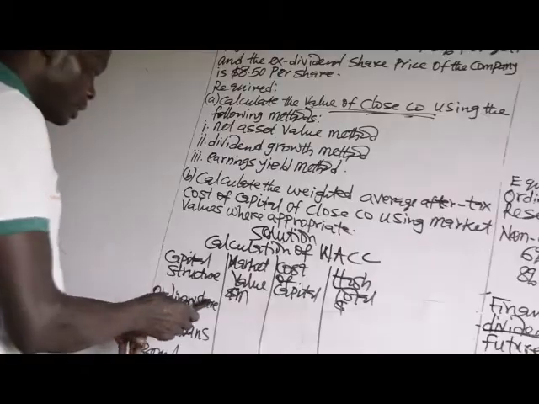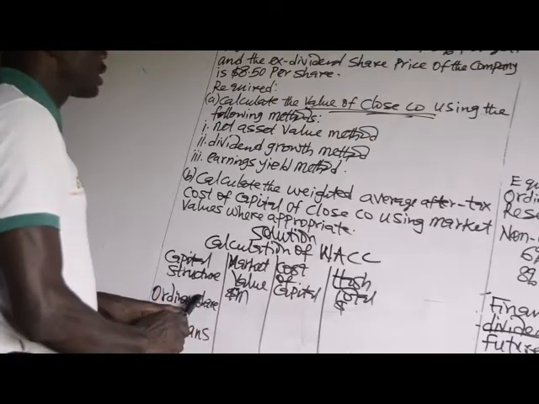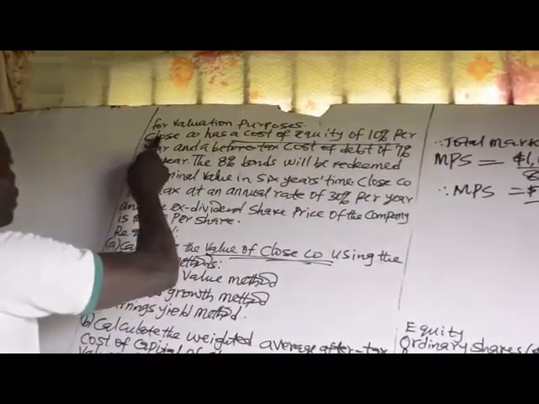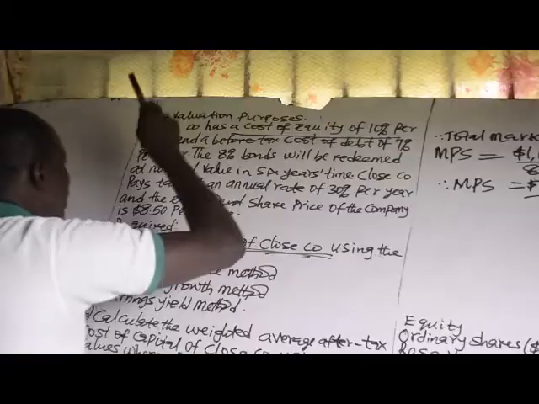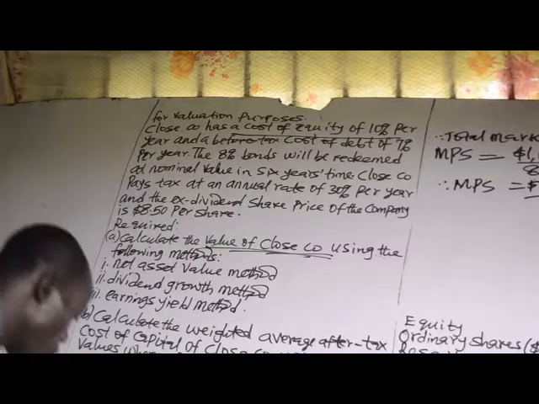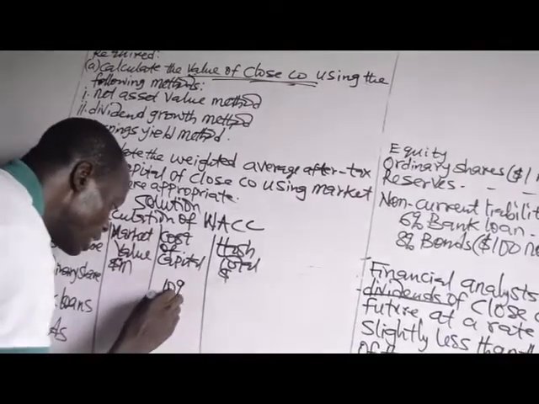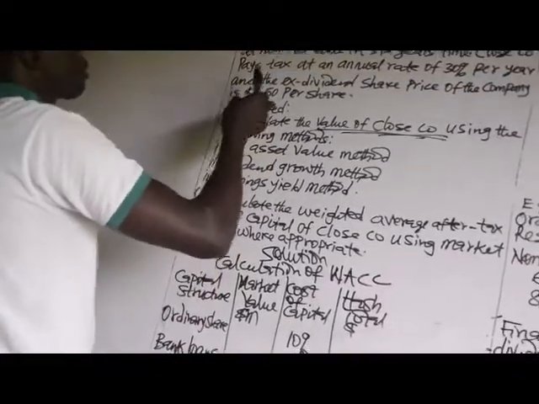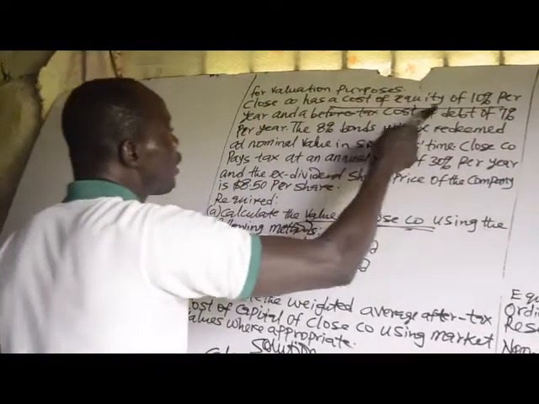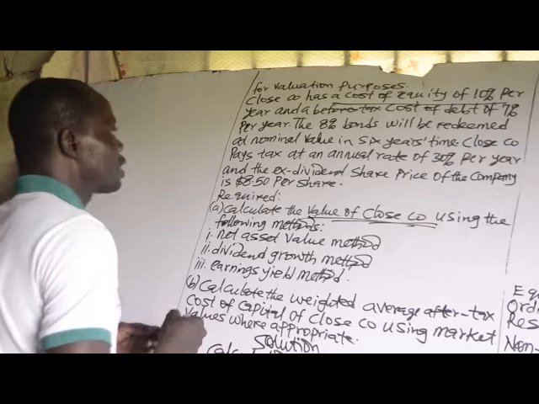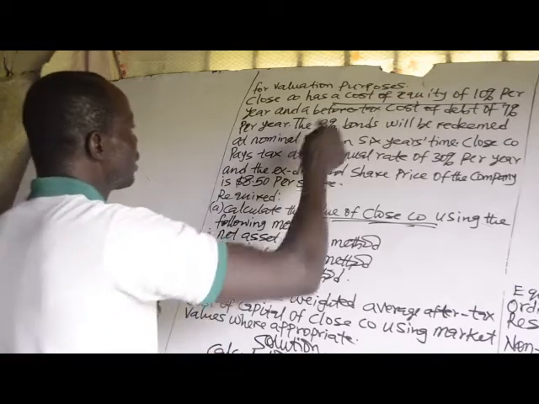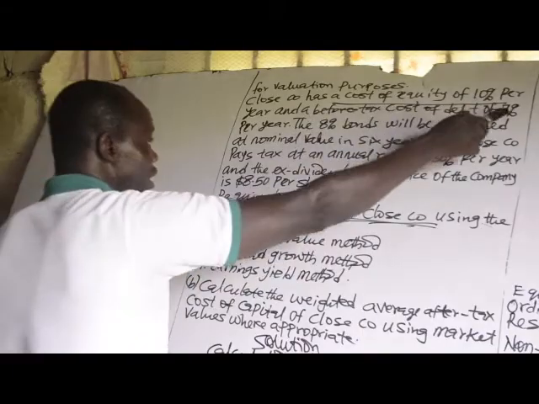Now for ordinary shares, what is the market value of ordinary shares? Back to the note. You were told Closed Co has a cost of equity of 10% per year. So the cost of equity of Closed Co is 10%. Equity, that is ordinary shares. And a before-tax cost of debt of 7% per year. Cost of debt before tax, which is bonds, that is the pre-tax cost of bonds.